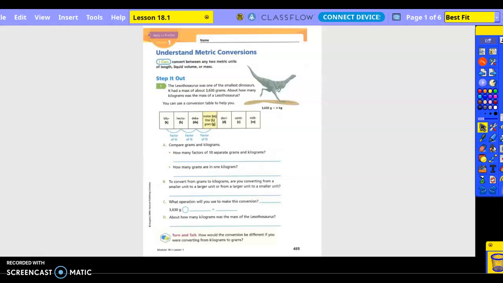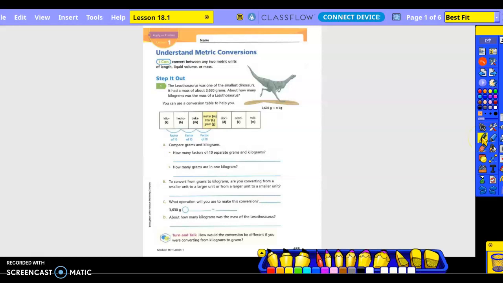Okay, so compare grams to kilograms. So we need to go from this to the kilograms, right? So first of all, what are we going through? Are we going from larger to smaller or smaller to larger? Smaller units to larger units means we're going to do what? Divide. Okay, that means division, we would loop to the left. How many factors separate the grams from the kilograms?